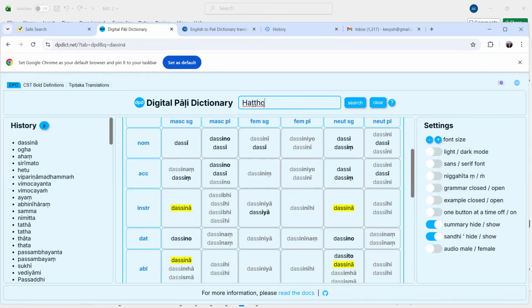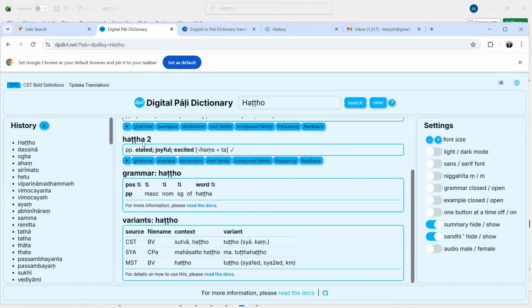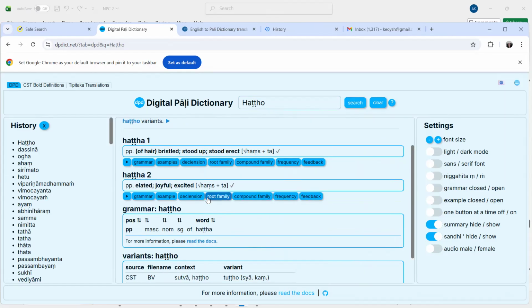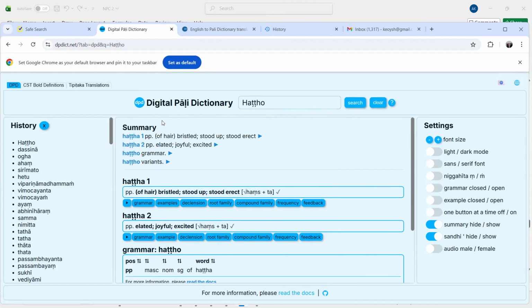So hatto, technically it's normally O, it must be masculine. So what you do, you can change it to A. But if you don't want to change it to A, no problem, because this one will give you the word hatta. Now, can you see the word hatta is a past participle? So we will have to take number 2, which means elated, joyful, and excited.